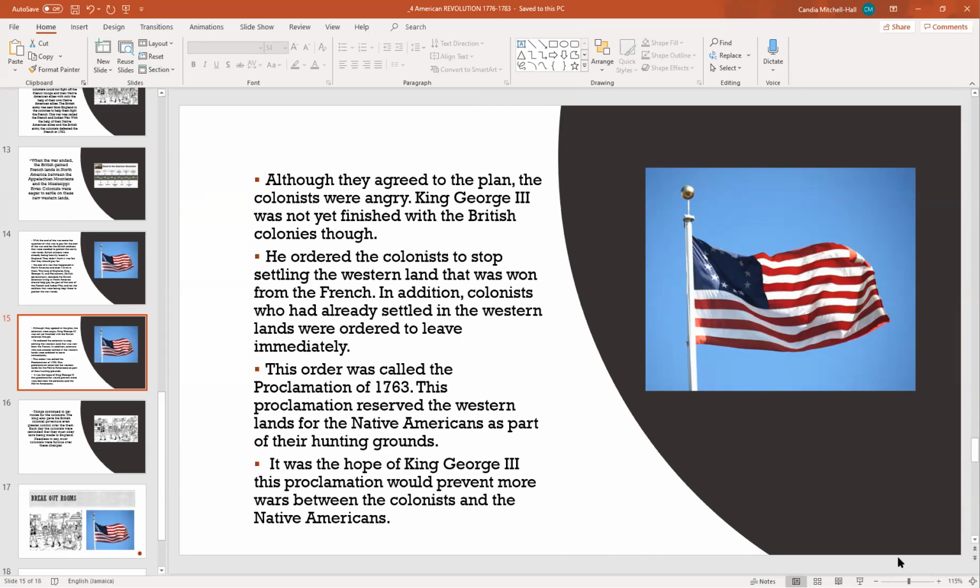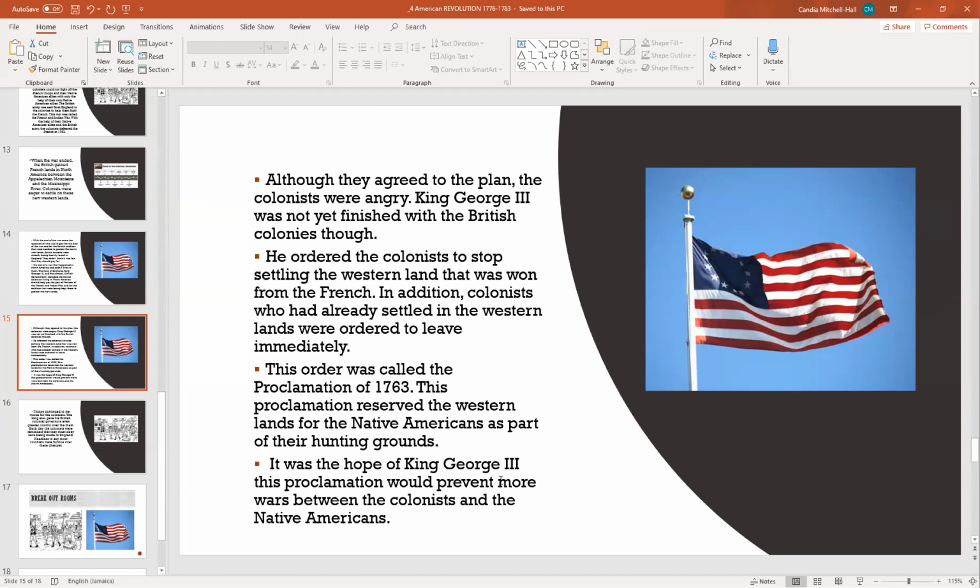This order was called the Proclamation of 1763. This proclamation reserved the Western lands for the Native Americans as part of their hunting grounds. It was the hope of King George III that this proclamation would prevent more wars between the colonists and the Native Americans. Thank you very much. So what we're seeing now in the proclamation, what the king is basically saying right here: one, the colonists, they don't want to pay for the war, right? They started to curse and said, why are we going to pay for the war?